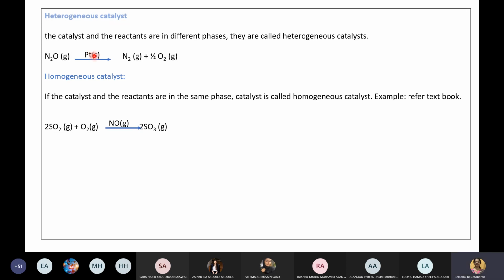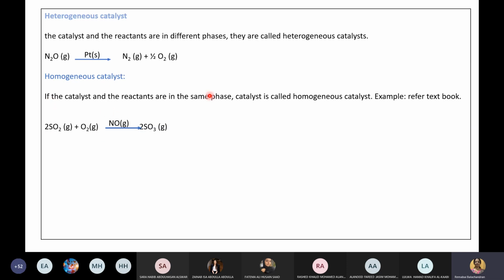Did you understand? Okay, now homogeneous catalyst. Homogeneous catalyst is when the catalyst and the reactants are in the same phase. Look here. What's the catalyst here? NO. What is the physical state? It's a gas. So this is also gas. All gases will exist as one phase. So as a result, this is called homogeneous catalyst.